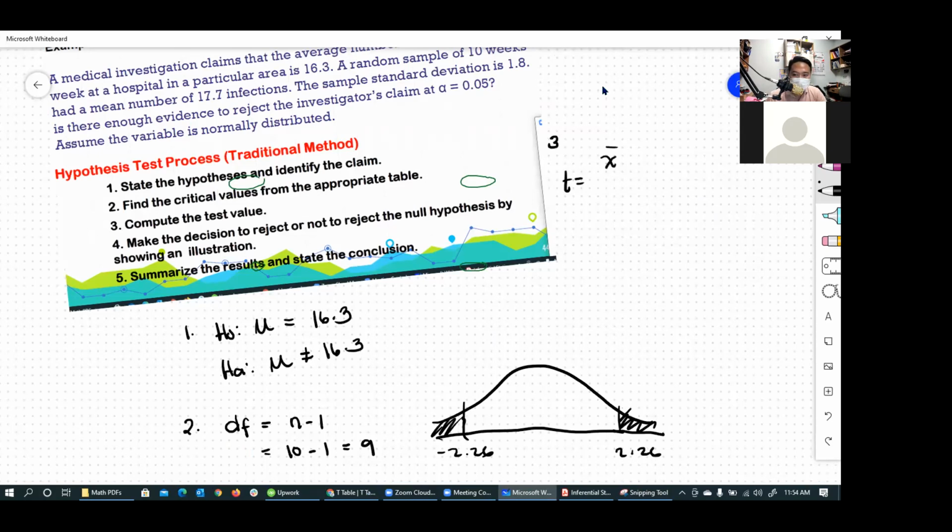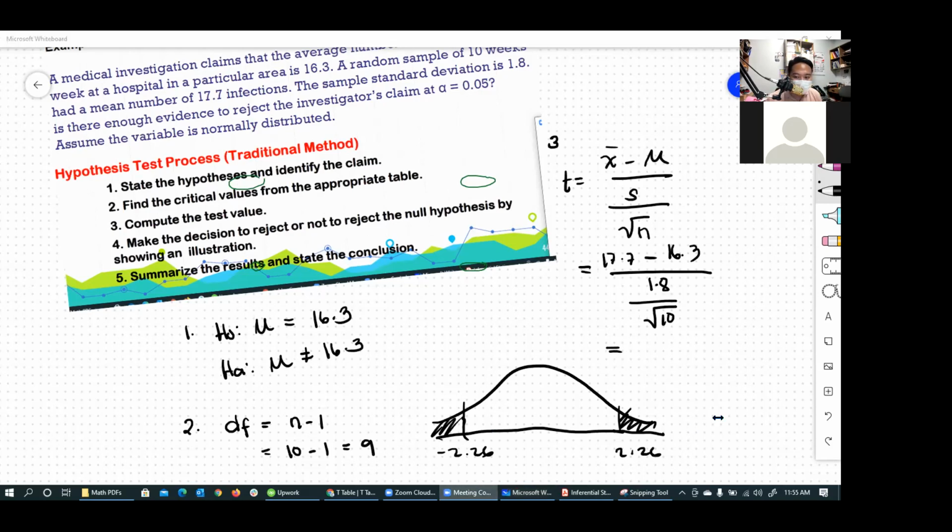It's the same formula, guys, just with s. Our sample mean is 17.7 minus 16.3 over the sample standard deviation of 1.8 over square root of 10. I don't have an answer for this, guys. I don't have a calculator.